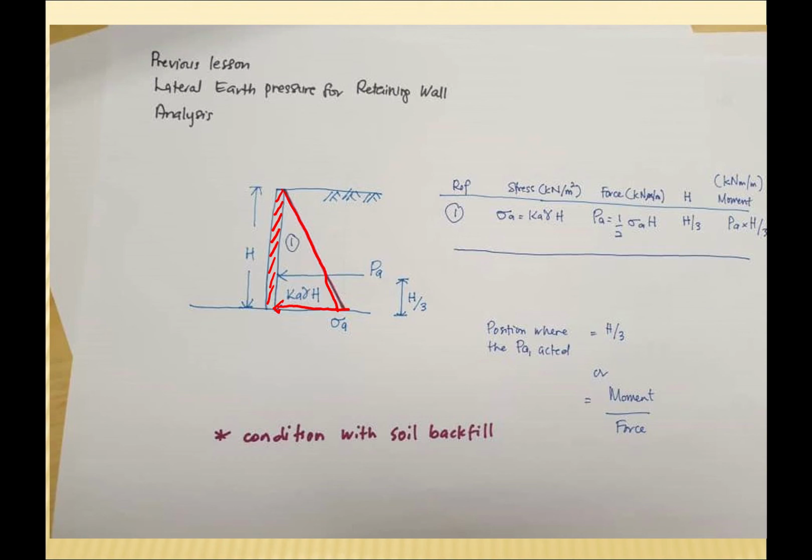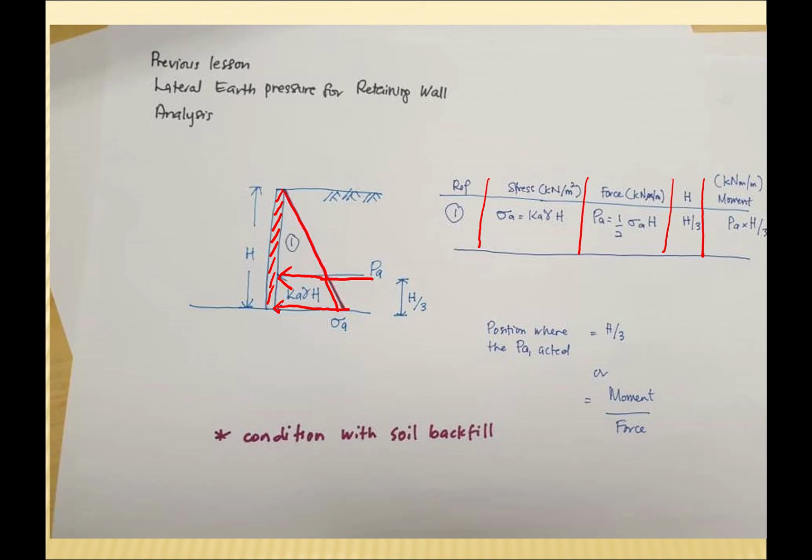To recap, Ka is the coefficient for lateral earth pressure, and A is the active condition. Of course, what you need to calculate is the stress value, and then from the stress you calculate the force and find the position of the force. If you have a triangle, the position of the force is at 1/3 of the triangular shape, and then you find the moment to find the lateral earth force position.